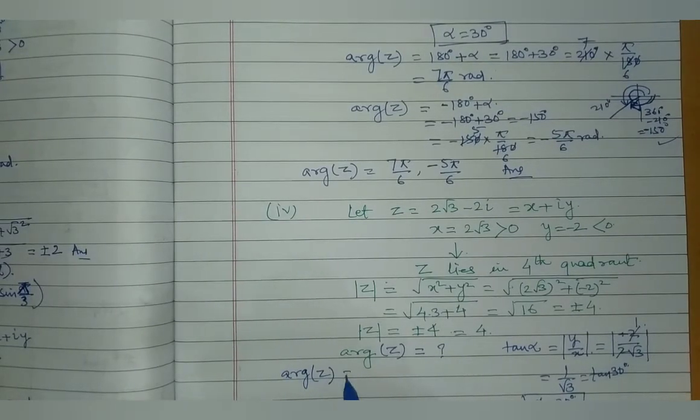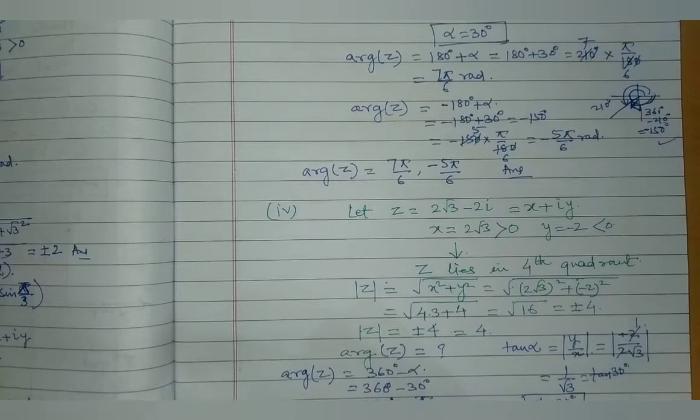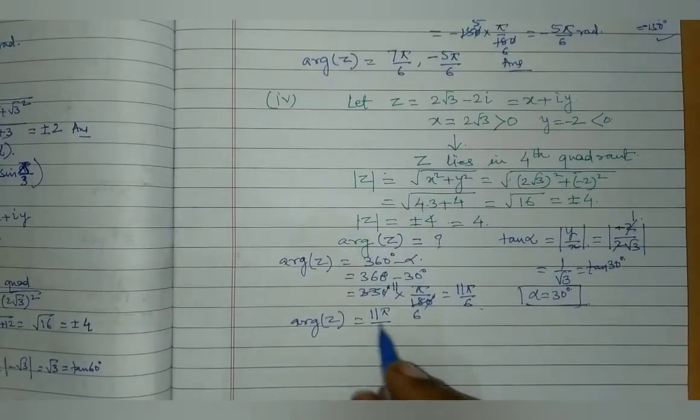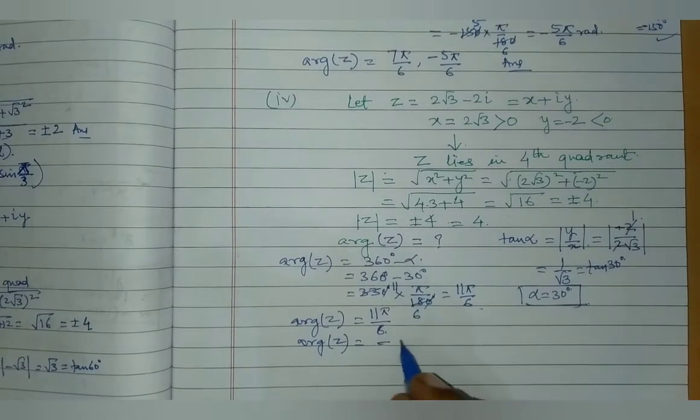Therefore, argument of z is equal to 360 degree minus alpha. You will have to use this formula: 360 degree minus 30 degree, so 330 degree into pi by 180. 0 will cancel, 3 times 11, 3 6, so 11 pi by 6. This is one of the values of the argument. So the argument of this complex number is 11 pi by 6.